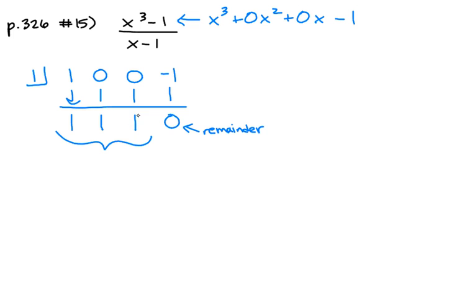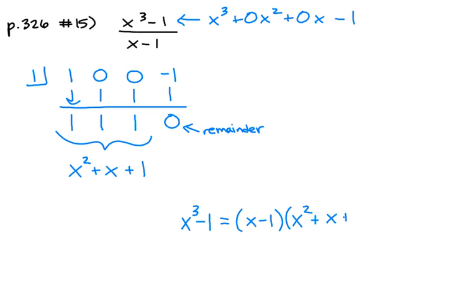So this is the constant. This would be the x to the first, and this would be the x to the second. So we have 1x to the second plus 1x plus 1. And because we got a remainder of 0, we have factors. So the original numerator, x cubed minus 1, can be factored into x minus 1 times x squared plus x plus 1.